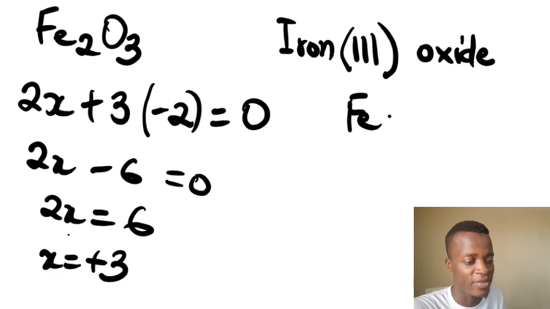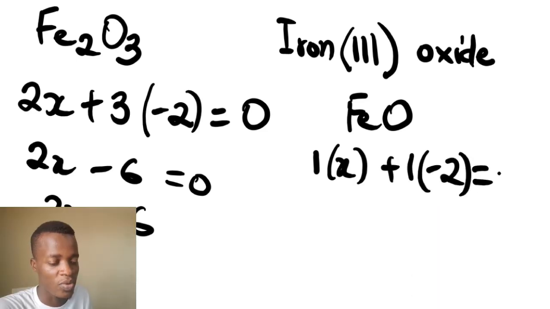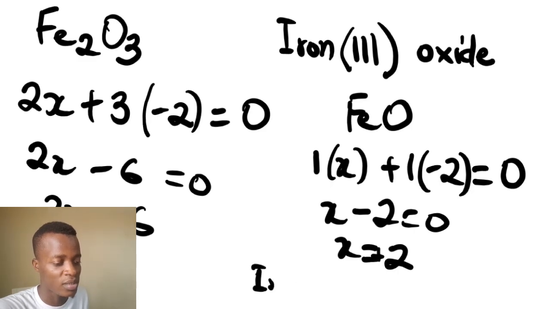So if you have FeO, what do you think about this one? This one will be 1 times x for the iron plus 1 times oxygen, which is -2. We are going to have 0. So I have x minus 2 will be equal to 0. x is equal to 2. So at the end it's +2, so you're going to have iron(II) oxide.